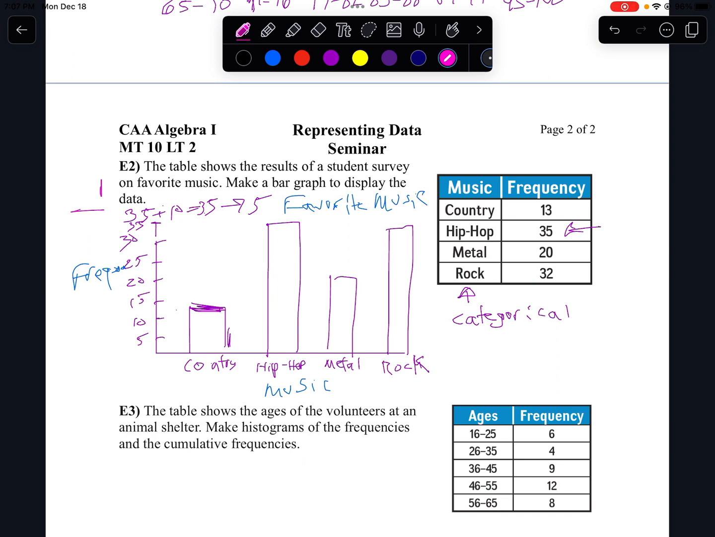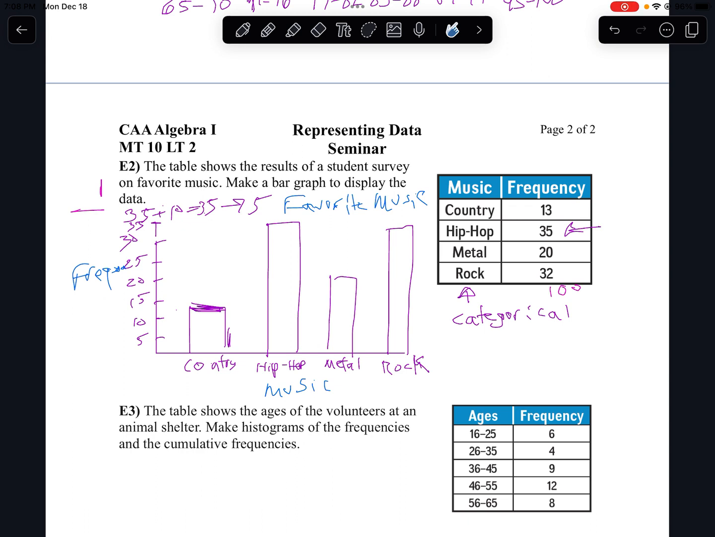So I'd add them up. So I got 13 plus 35 plus 20 plus 32. And oh, how nice that is. That adds up to 100. So in other words, I would have country would be 0.13, hip hop would be 0.35, and so on. And then you can get them in.